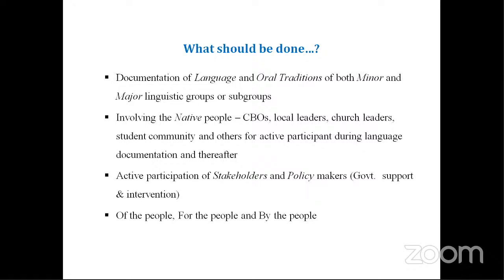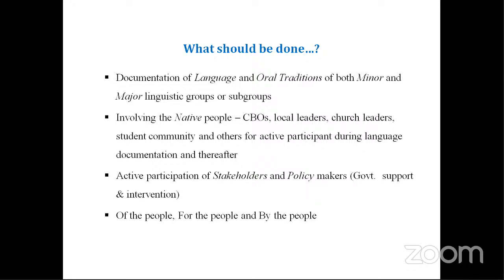So therefore, to avoid those things from the very beginning, it's very important that we involve the indigenous people, the native people, like community-based organizations, the local leaders, any representative of that area, of that tribe. Church leaders are also a very important part, the student community, and any other people who are actively involved in language preservation. Not only during the course of research or documentation, but also later, we have to involve them, because whatever research we do has to be verified by the people for whom we have done it. So we need feedback from them.